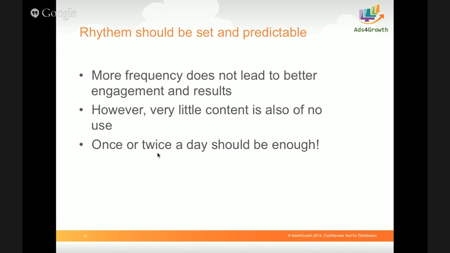And more frequency above a certain point doesn't mean better engagement and results. Actually, more frequency will turn people off. If you're doing a post every hour, I'm sure people will unfriend you, because they'll get bored of hearing from you. But once a day, great content, and people will love it. Again, this depends upon the nature of the business, whatever it is, but don't produce and put content once or twice a day.